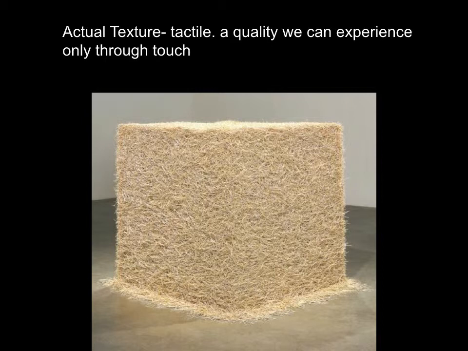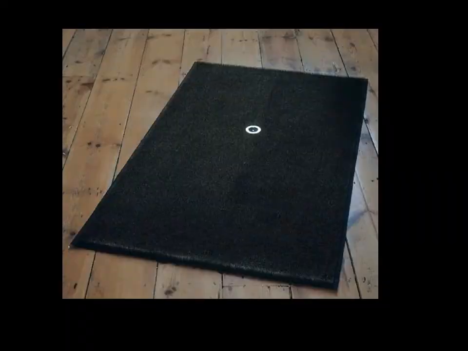So for example, this work by Tara Donovan, made out of actual straw, if I walked up to it and touched it, it would feel very rough and scratchy. This piece, Prayer Mat by Mona Hatoum, is a prayer mat that's made out of a dense field of brass pins. It's considered a controversial piece.